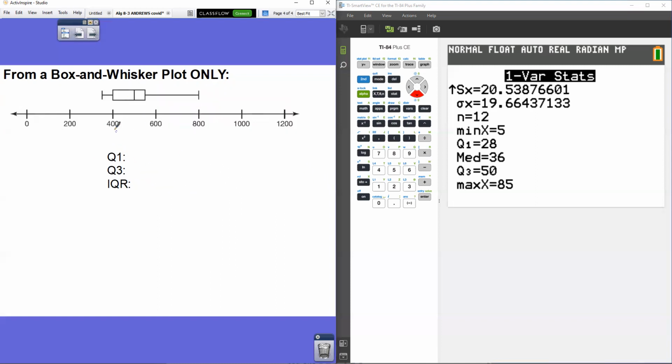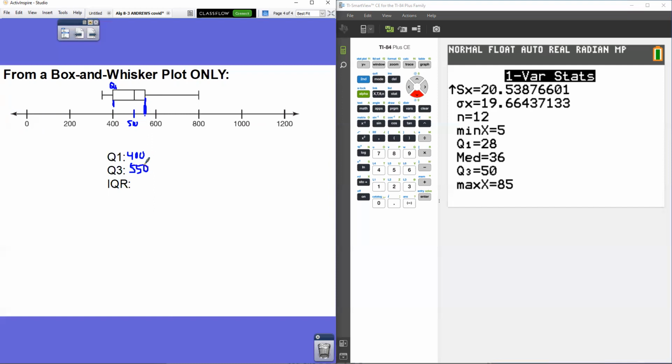Let's take a look at one more. Sometimes you have to make sort of an estimate of the numbers. The Q1 is very easy. The Q1 is the edge of our box. That is clearly 400. But your Q3 is right here. Now, I'm going to estimate that 500 is right in between 400 and 600. So this is really 500 here. And if I draw a straight line down from here, I'm going to guess that that's right at about 550.